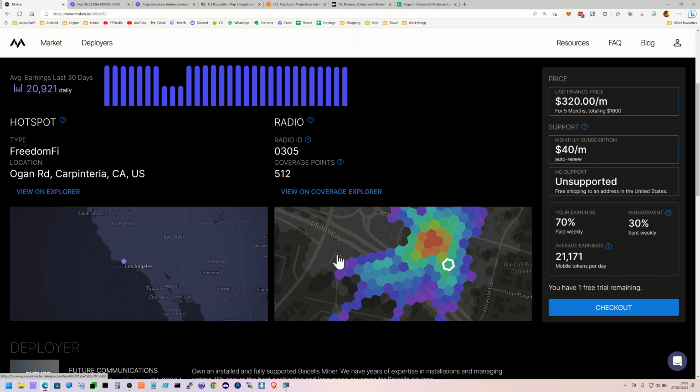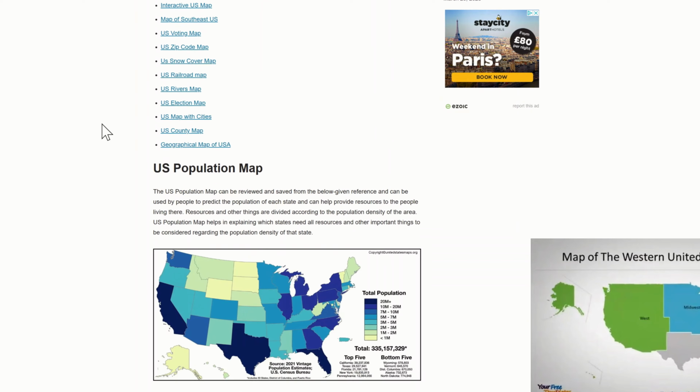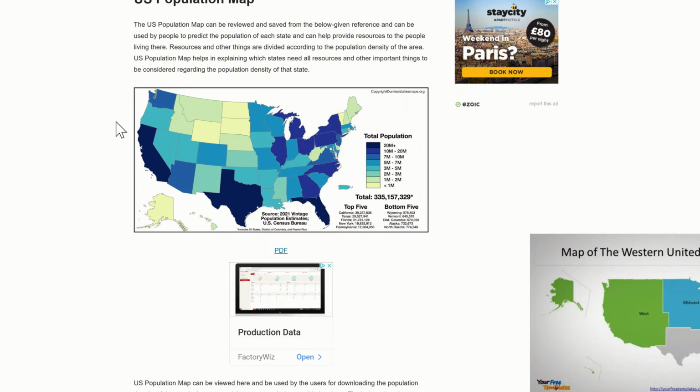So the next question is, how do you know where the most amount of coverage is going to be? So for the more highly populated areas, you're going to be looking in the sort of Texas or California, Florida, San Francisco sort of areas, because that's where it's a lot more heavily populated. So one thing you could do is just Google for a US population map like I've done here.